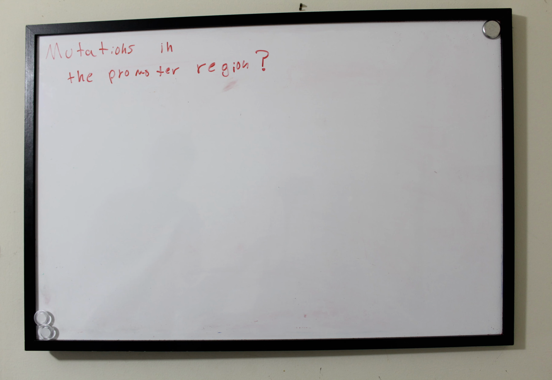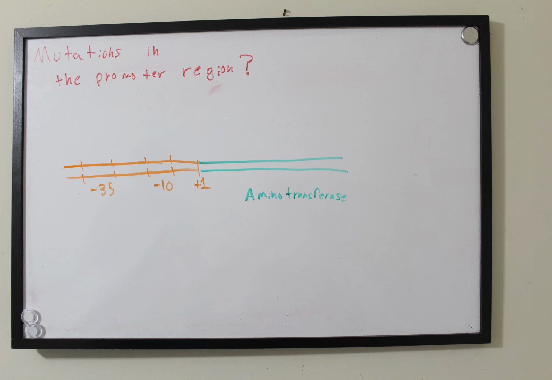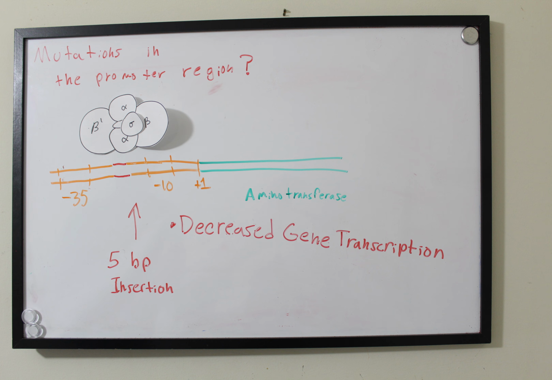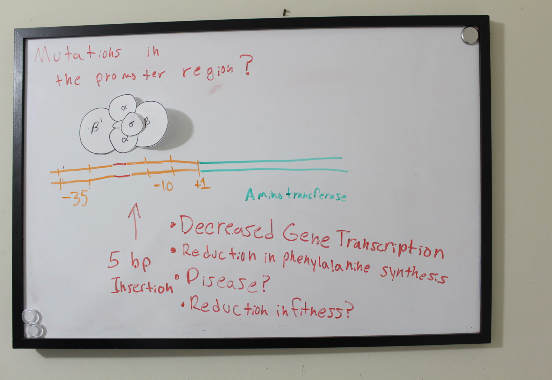Before we finish, let's speculate as to what a mutation in the promoter region might do. Here we have a 5' base pair insertion in the aminotransferase gene promoter region that would be used in the synthesis of phenylalanine. Our holoenzyme can no longer efficiently bind to the promoter region, which could result in decreased gene transcription, reduction in phenylalanine synthesis, and possibly disease or fitness reduction. That's it for this video.